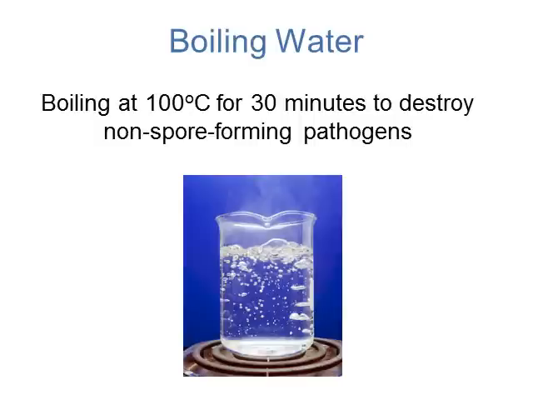Another type of moist heat is boiling water. Boiling at 100 degrees Celsius for 30 minutes will destroy any non-spore forming pathogens. This is when they talk about boiling water, because it will kill all the bacteria and also a lot of the protozoans, the animal-like organisms that can cause disease.